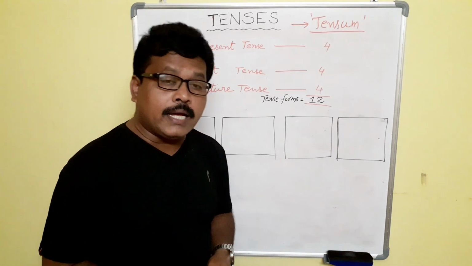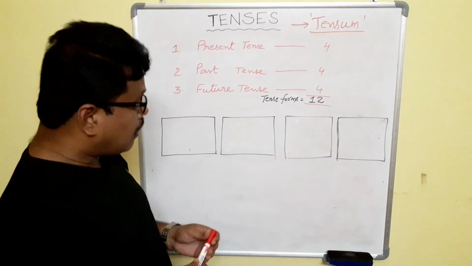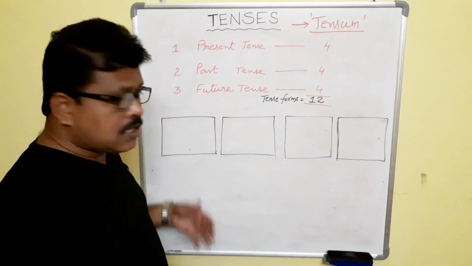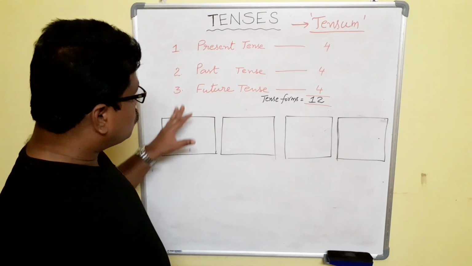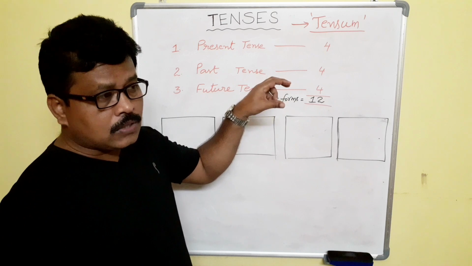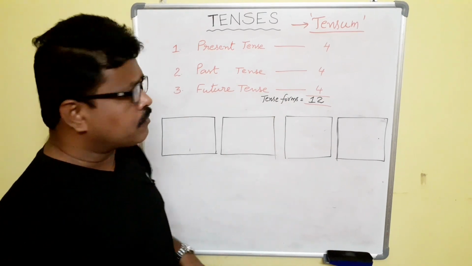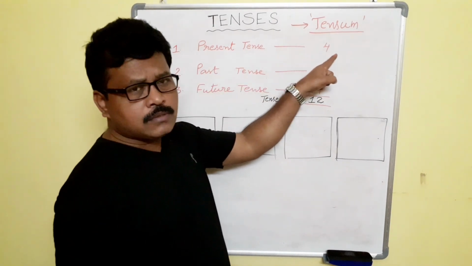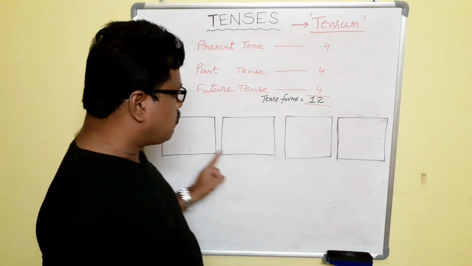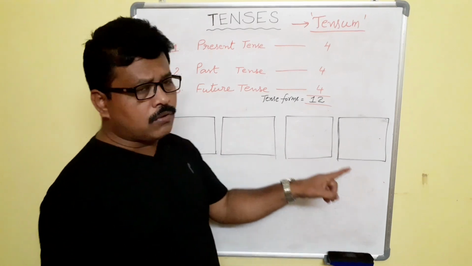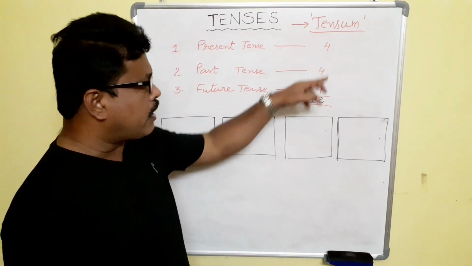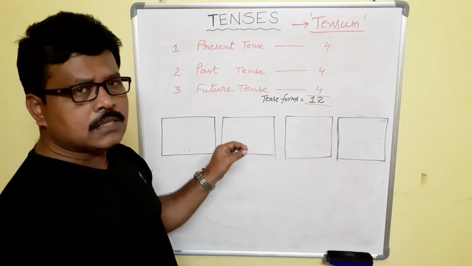So how to derive these 12 forms? Now we shall discuss that. In order to obtain the 12 tense forms, I will give you a simple technique. Each tense has how many forms? Four forms. So draw four blocks like this. How many boxes? 1, 2, 3, 4. Four boxes, four blocks you draw.